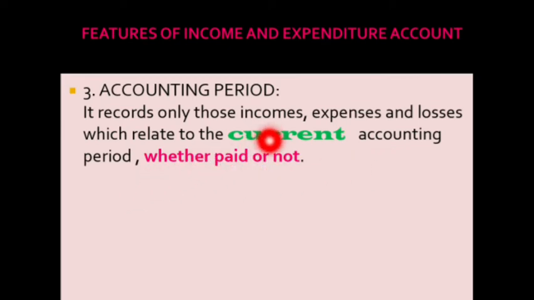So income, expenses or losses which are related to the current accounting period, whether we have received or not is a secondary thing. Current accounting period transactions should be recorded. So if we have received the amount of previous year or received some advances, that will not be considered in income and expenditure account. That we have to remove from that, only current year transactions will be considered.